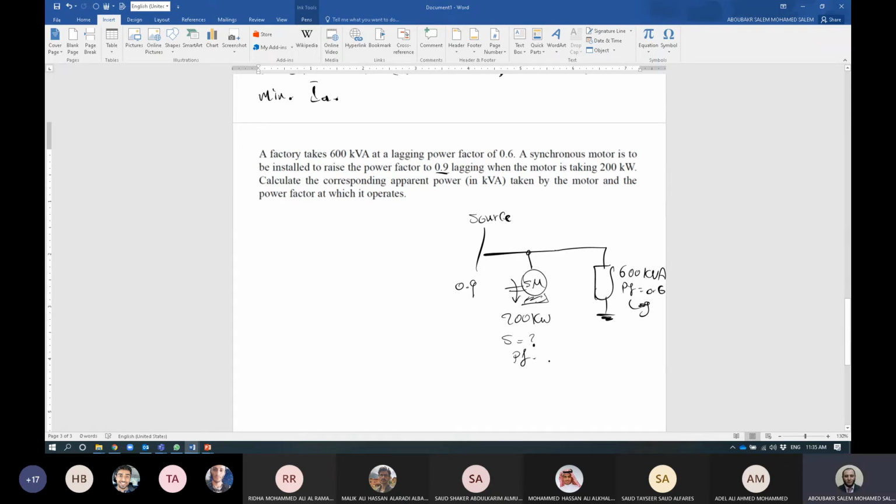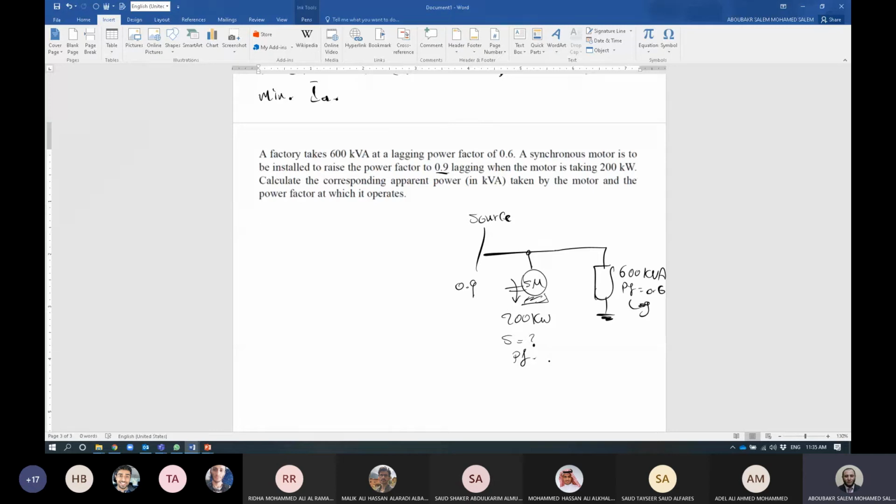Guys, do you think this problem now is a synchronous machine problem or just a regular circuit problem? Regular circuit. It's a regular circuit problem. I think you are familiar with this kind of problem, but just to refresh your knowledge, we will continue solving this problem. How can we start analyzing and solve this problem?